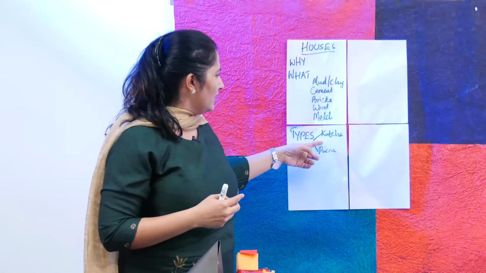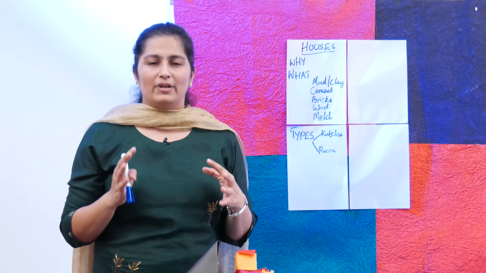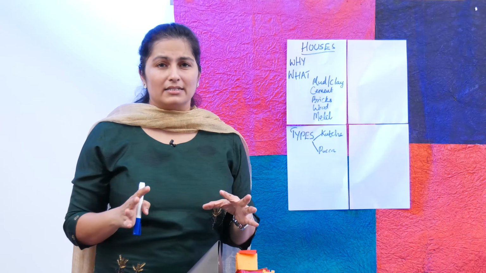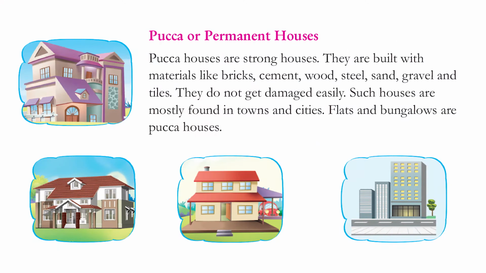And these KUTCHA houses are sometimes found in villages and also in cities, but mostly it is in villages. Okay, now for the PUCCA house, the strong house or the permanent house, it is definitely found in cities and towns. What are the kinds of PUCCA houses? The PUCCA houses are flats, independent houses, bungalows, mansions. You know, even a palace is a PUCCA house.